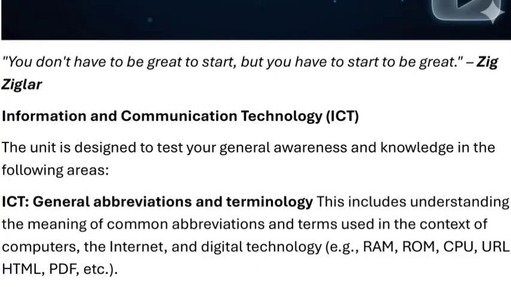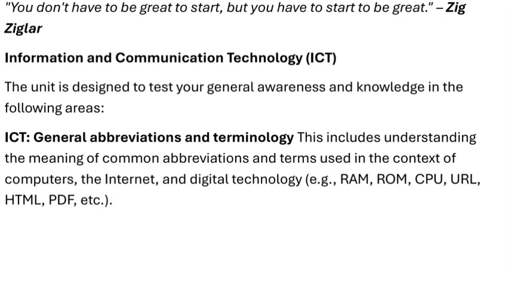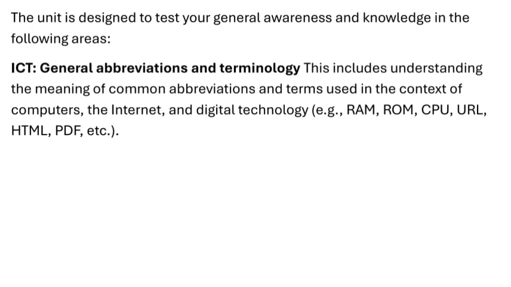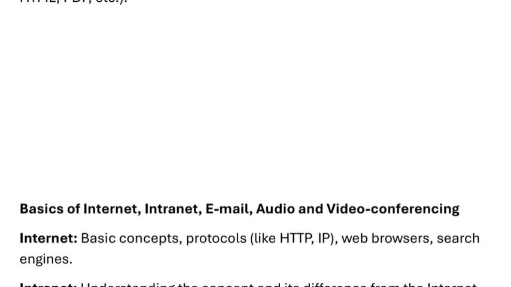Information and Communication Technology, ICT. The unit is designed to test your general awareness and knowledge in the following areas: ICT, general abbreviations and terminology. This includes understanding the meaning of common abbreviations and terms used in the context of computers, the Internet, and digital technology, e.g., RAM, ROM, CPU, URL, HTML, PDF, etc.